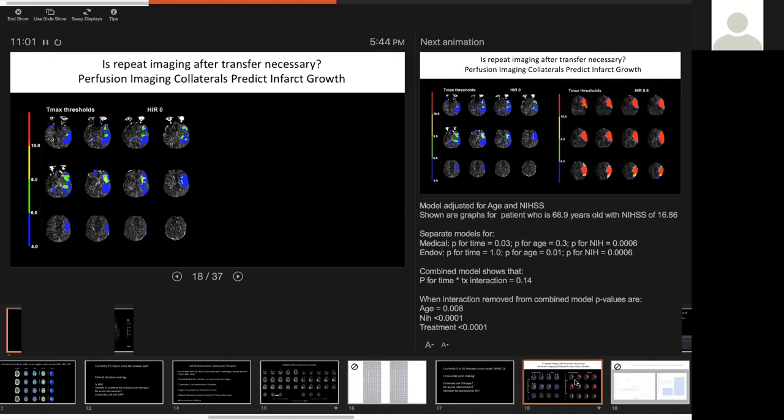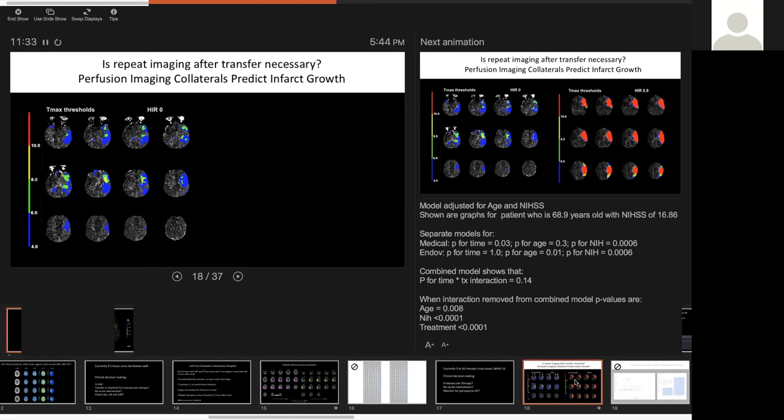Okay, so I want to go into a little bit more of this issue about, is repeat imaging necessary when you're transferring a patient to your hospital for thrombectomy? And I think the answer is that if we know the collateral status of the patient, we can make a much more informed decision. So the way that we like to look at collaterals is by this degree of severity of the Tmax. So again, the Tmax perfusion parameter is looking at how many seconds of delay there is in contrast arriving in the ischemic hemisphere.